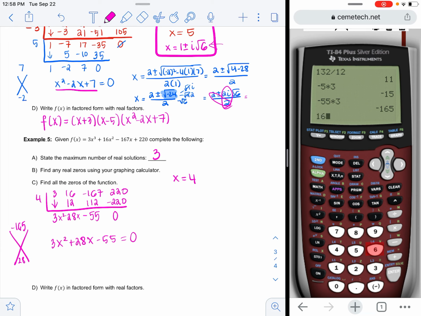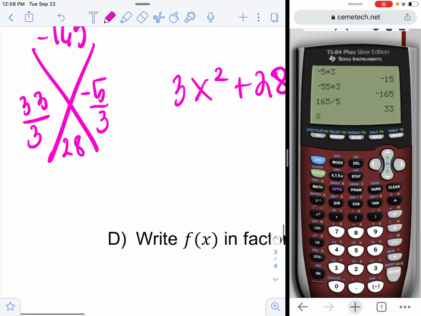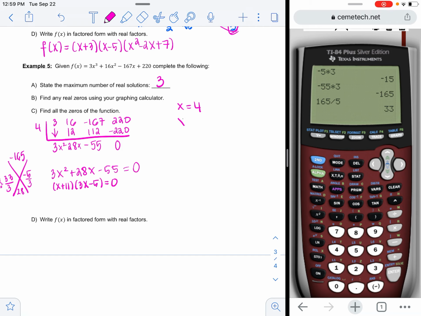All right, so I need factors of 165. I know 5 goes into it, so let's see what that is. 33 and 5, yes, right away, 33 and 5. I'll make my 5 negative, but don't forget to divide by your lead coefficient of 3. So the first one is simplifiable. That's 11 over 1, so that's going to become x plus 11. And my second factor is 3x minus 5. And now I can set each equal to 0 and solve, and I can get my other two zeros. x equals negative 11, and x equals positive 5/3.